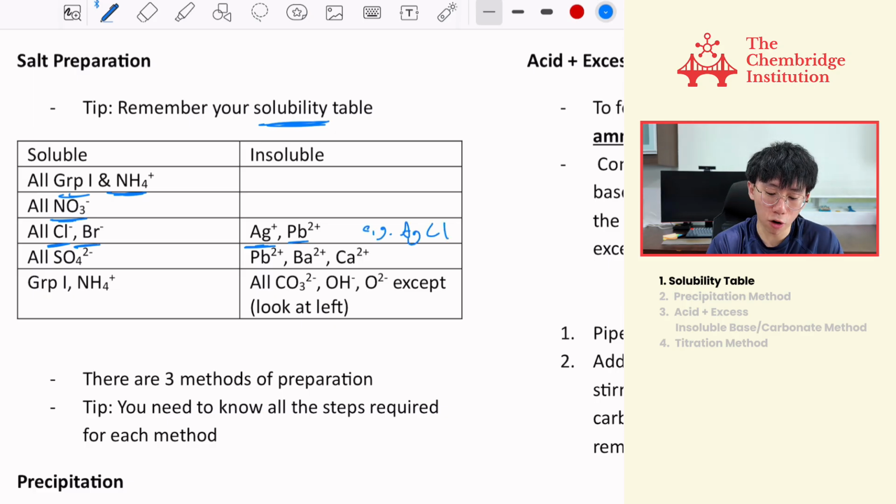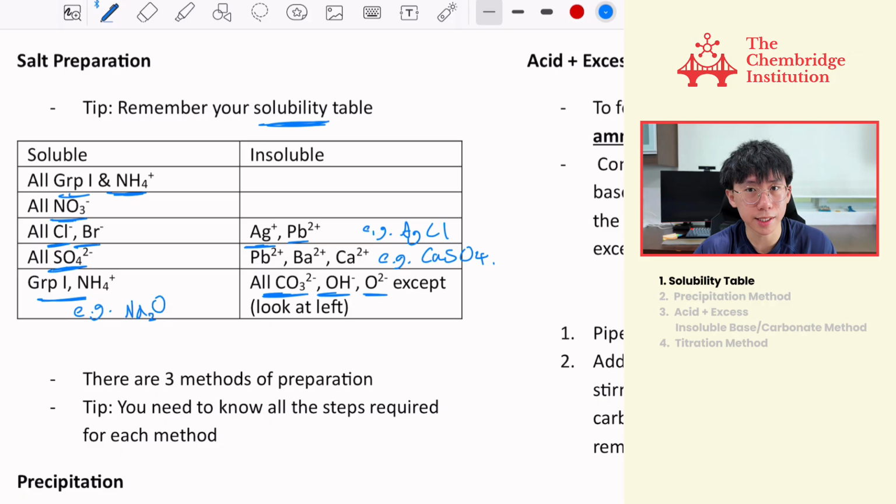Now, your sulfates. Anything with a sulfate anion is also generally soluble, except if it's paired with a lead 2 plus ion, barium 2 plus ion, or the calcium 2 plus ion. So for example, calcium sulfate is generally insoluble. And then generally your carbonates, your hydroxides, your oxides, they are insoluble, except if they fall under rule number 1, which is if there are group 1 cations or ammonium cations. So for example, sodium oxide is a soluble salt.